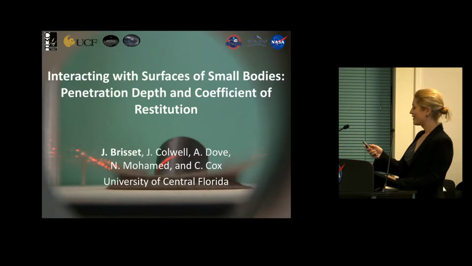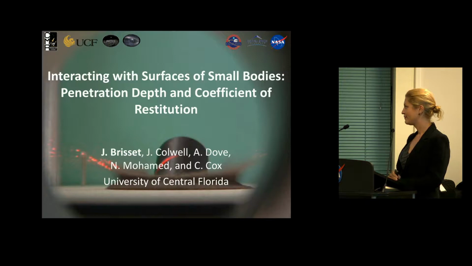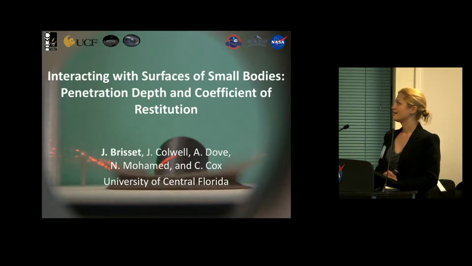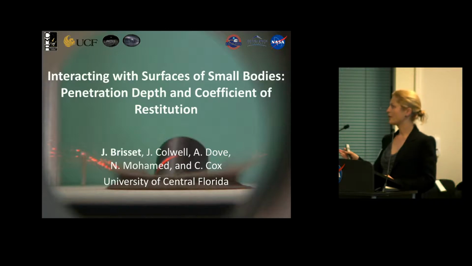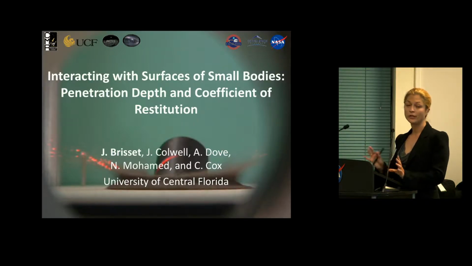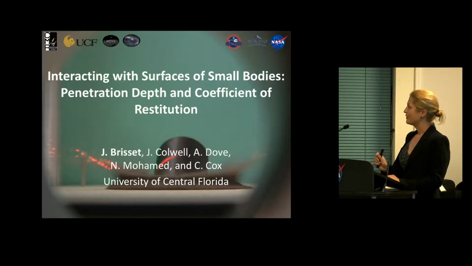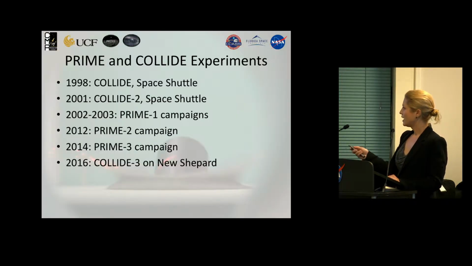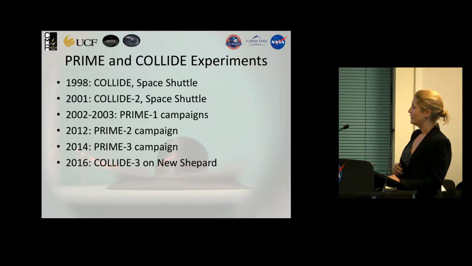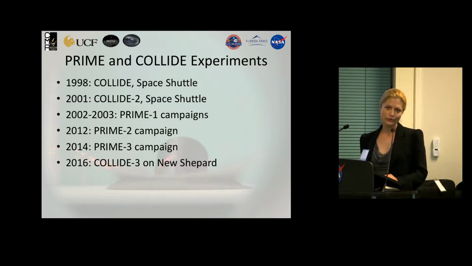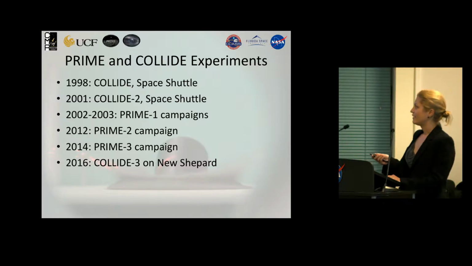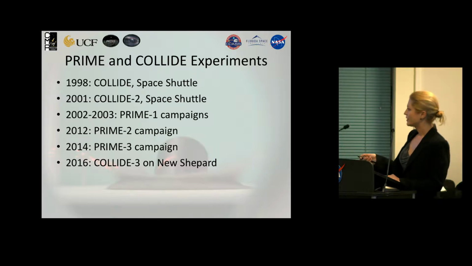So, at UCF we have a microgravity lab, and we perform all types of experiments. But today I'm going to be talking about the ones where we poke very gently a surface of a simulated regolith and look at what happens. And so this presentation is about new results on old data. And here are the hardware setups that we use, called Prime and Collide.